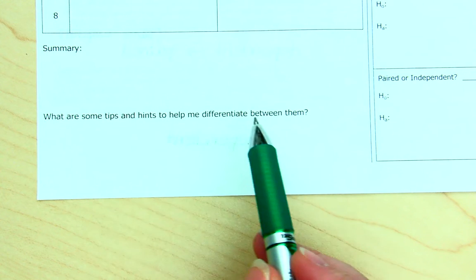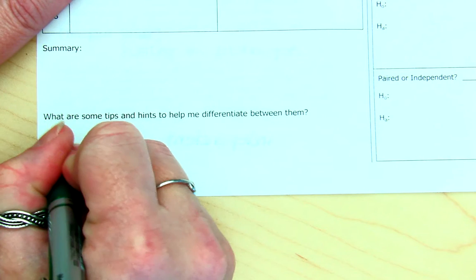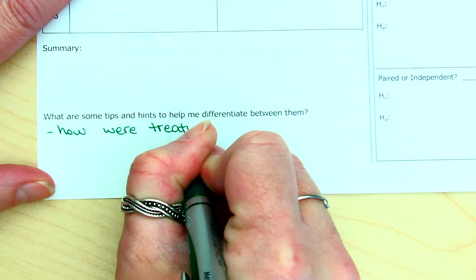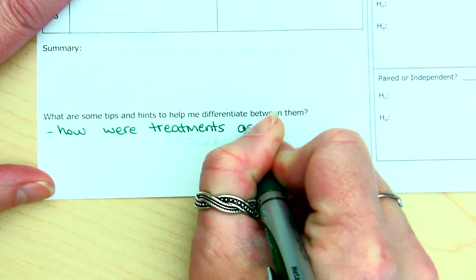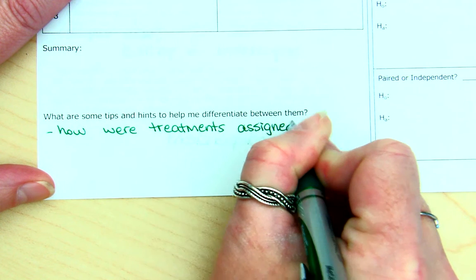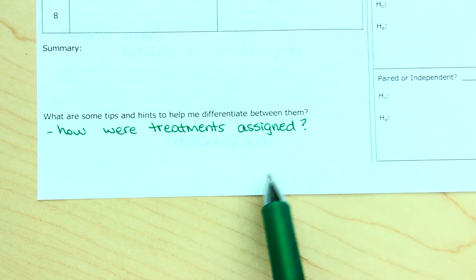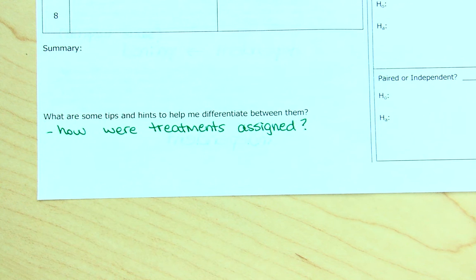So some things that I might look for to differentiate: how were treatments assigned. For instance, did everybody get one treatment and then everybody switched to the other treatment? Was that how they did it? If so, that's probably a pair. Was it that there was one group of subjects and they were randomly assigned to each treatment and then they compared results? Then that's going to be independent. So how the treatments were assigned is going to be a good clue.